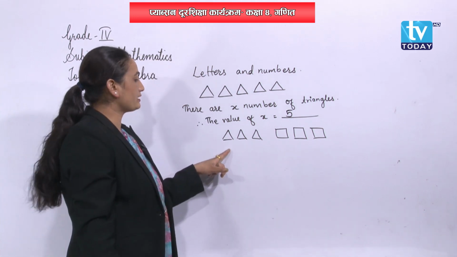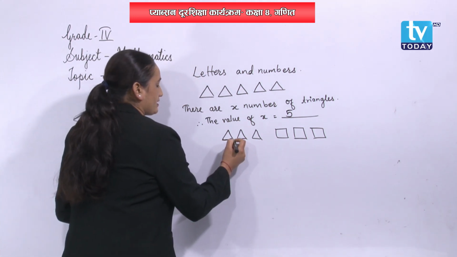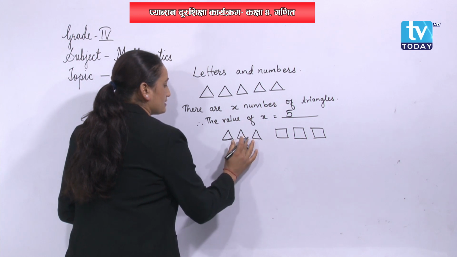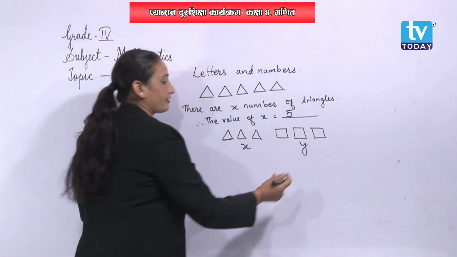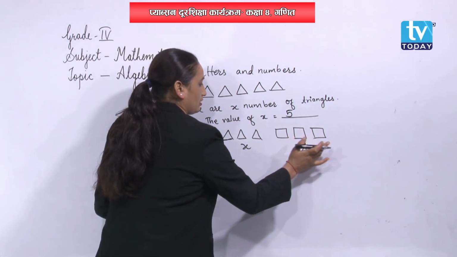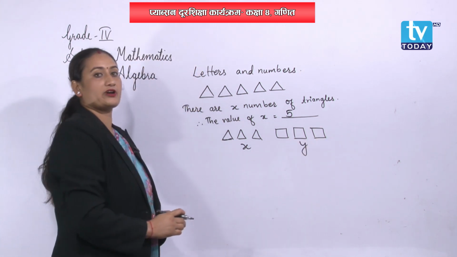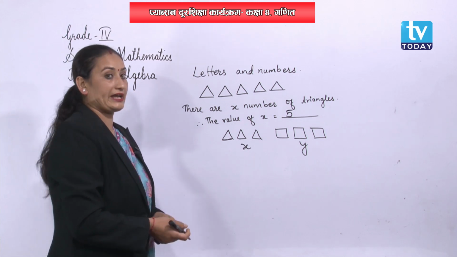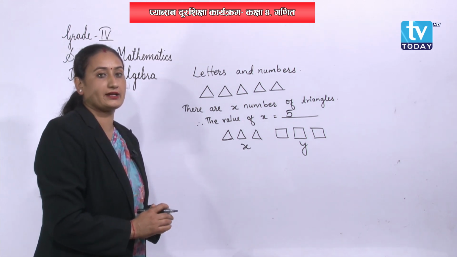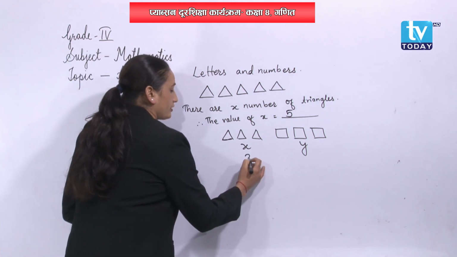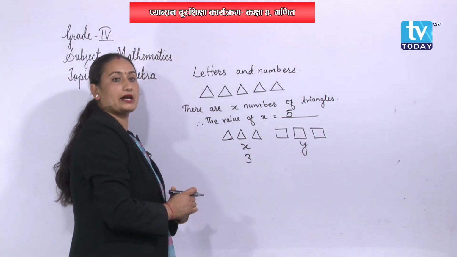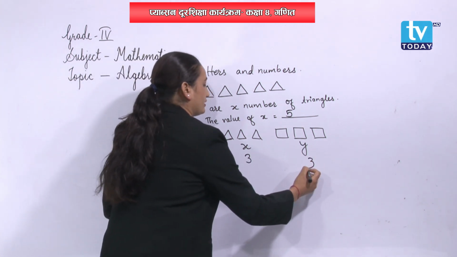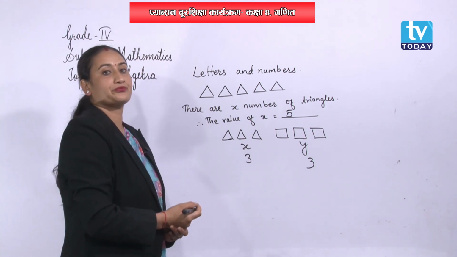Here, how many triangles are here? Here is x number of triangles and here is y number of rectangles. Okay. x number of triangles and y number of rectangles. So, can you write the number? How many triangles are here? 3. And how many rectangles are here? Here also 3. Are they the same?